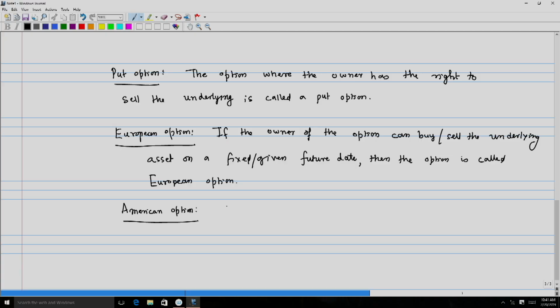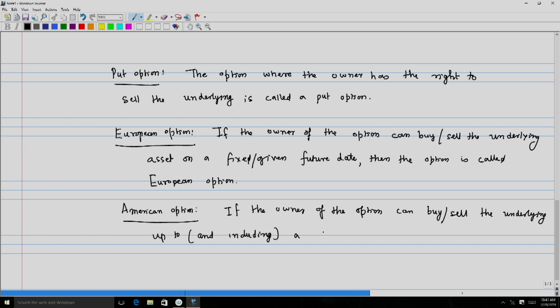In contrast to European option, where the transaction can only happen at one particular predetermined future time point or future date. So, in the American option, we can write this as that if the owner of the option can buy or sell the underlying up to and including a fixed given future date, then the option is American option. So, let me explain this in a little more detail.